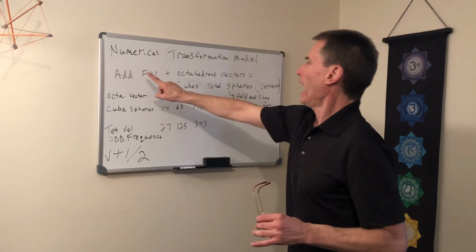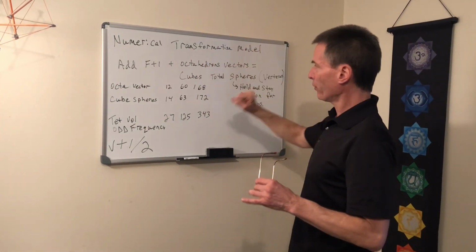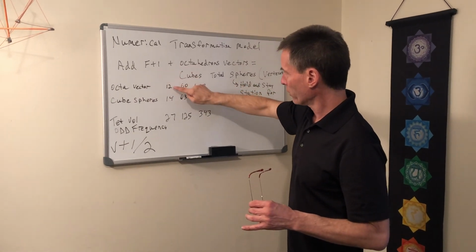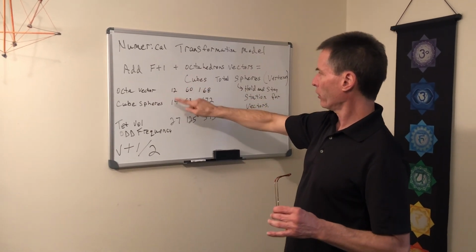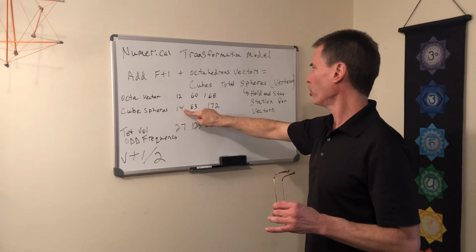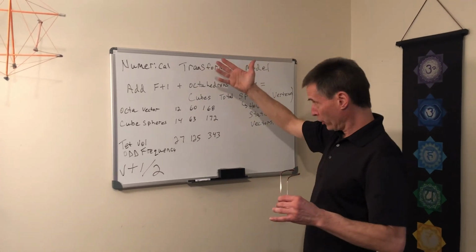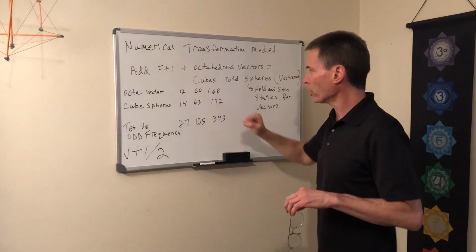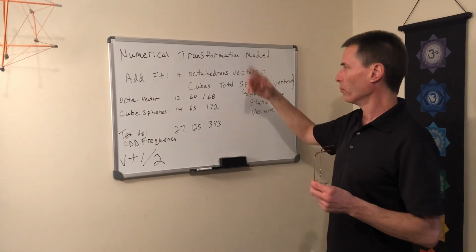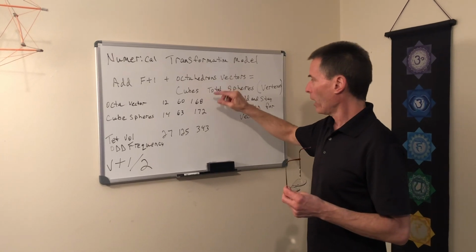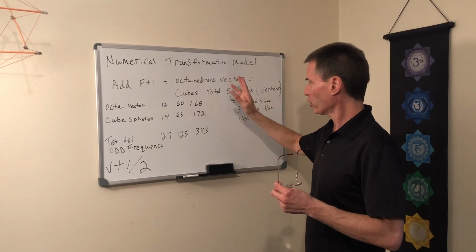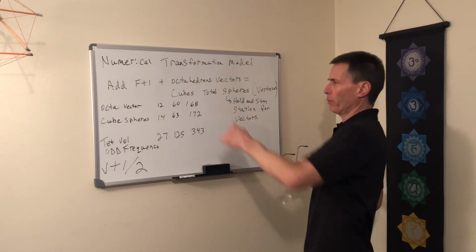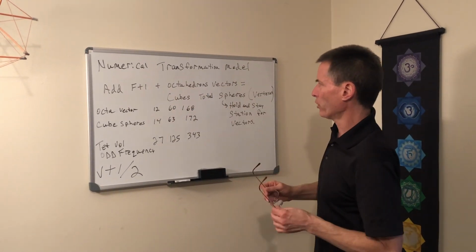So anyways, add f plus 1 to the octahedron's vectors. For instance, add the first frequency, which is 1 plus 1, to the vectors in the octahedron, and you get the spheres in the cube. Add frequency 2 plus 1 to the vectors in the octahedron, and you get 63 spheres in the cube. So on ad infinitum. You add the third frequency plus 1, or 4, to 168, and you get 172. So the vectors transform into spheres with basic transformation formulas.